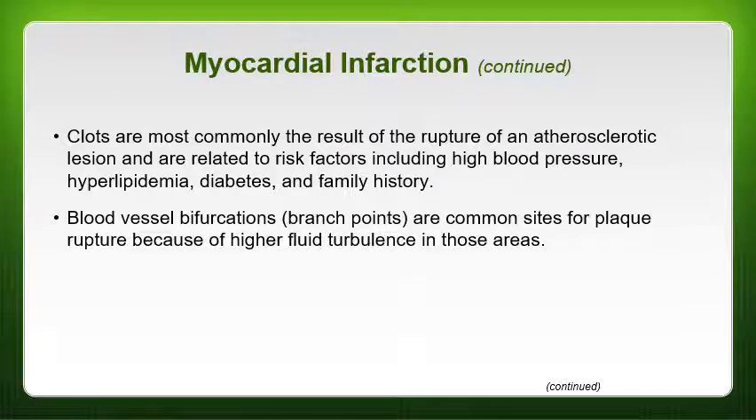Usually the more common places where you're going to see the plaques rupture are at the blood vessel bifurcation, so where the blood vessels branch off. The reason for that is the blood flow tends to get a little turbulent in those areas as it's going through. That increases the chances for the plaques to rupture off, and then they get lodged and will block blood flow in some part of the artery.